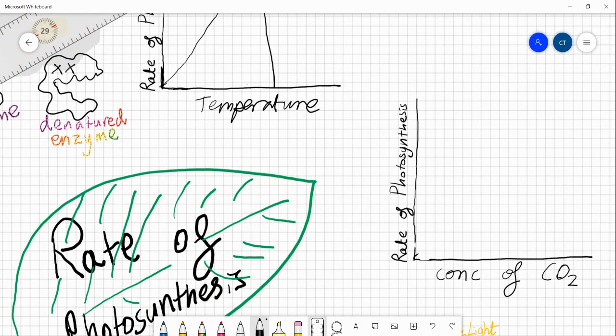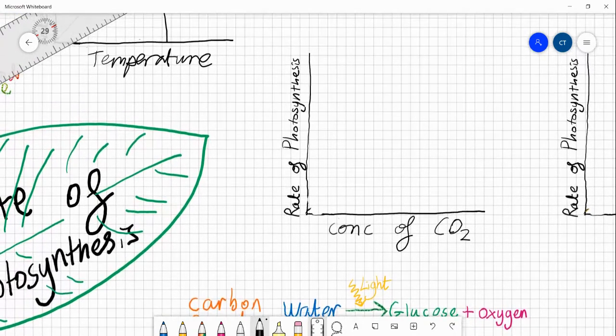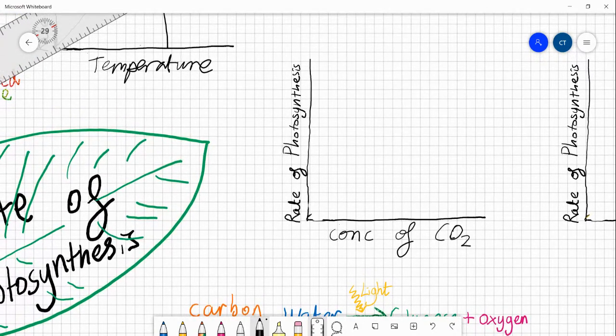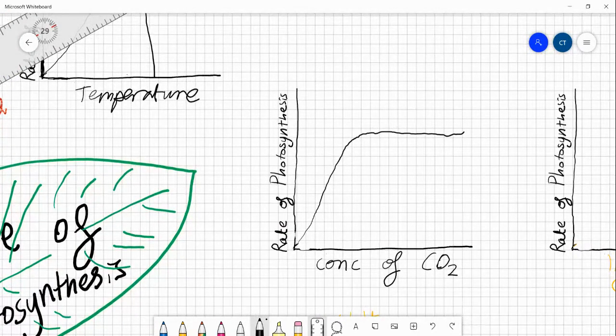Now, what if we looked at something else that can affect the rate of photosynthesis, such as the concentration of CO2? Now, as you increase the concentration of CO2, the rate of photosynthesis would increase. But then when it reaches a certain point, the rate of photosynthesis will flatten off. Now, look how different this is to the graph on temperature. They're really different. Now, why is it going to flatten off?